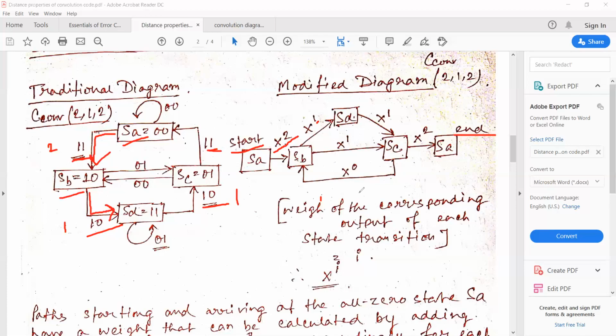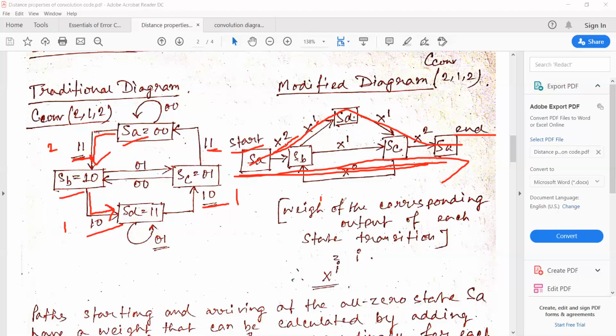Okay, so in this way, you can see from this modified diagram that there are two possible paths to go from SA to SA. One is SA, SB, SD, SC, SA, and the other path is SA, SB, SC, SA. That means one is this straight-line path, and one is the path SA, SB, SD, SC, SA. There are two possible paths which start from SA and end at SA.